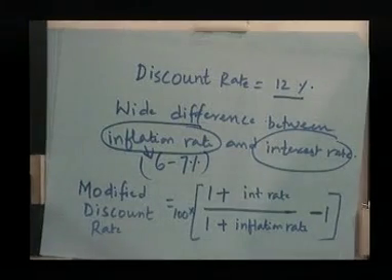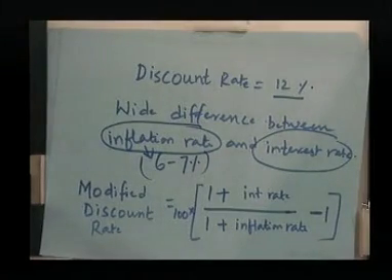If the interest rate is 12% and the rate of inflation is 8%, please find the modified discount rate that you will be using for your analysis of public projects. You will find that you are getting an answer of about 3.7%. You will be getting an answer of 3.70.